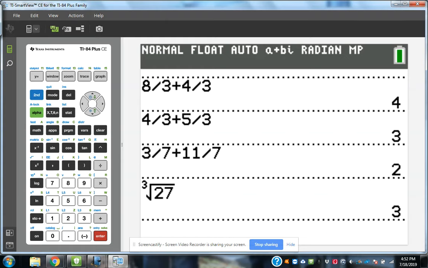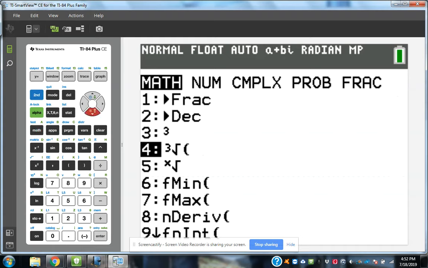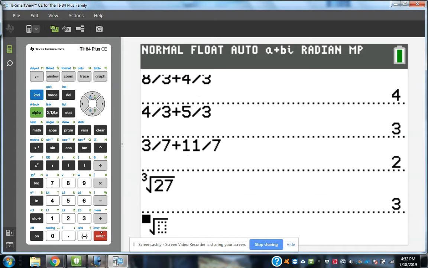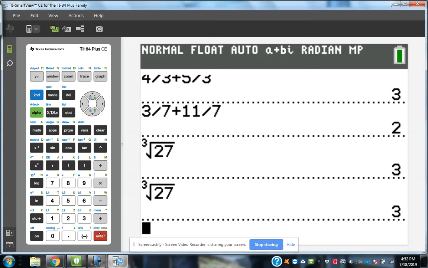If it's a different root, like a 4th root or a 5th root or a 7th or 8th root, something weird like that, you can hit math and then go down to option 5 that has that x with the square root symbol. What that does is it allows you to type in what root you want to take. So if I type in a third root of 27, it's going to give me the same answer. So that's how you can use the individual root with the calculator, which is helpful when it's good numbers and it works out nice. Not so helpful when it's variables, and that's where the rational exponent idea comes back in.